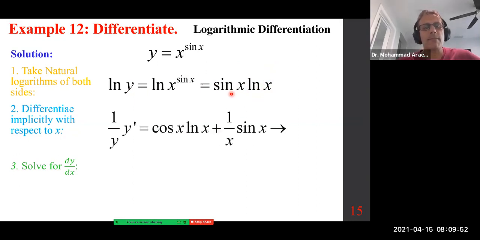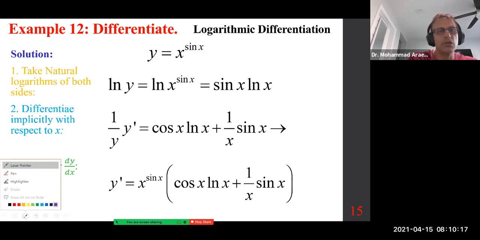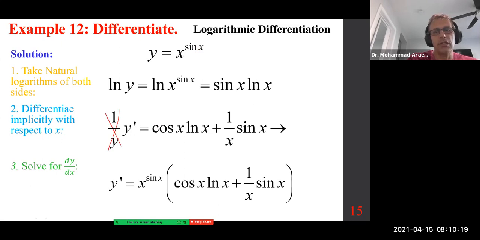Practically, you're done. All you have to do is get rid of 1/y. How? Multiply both sides by y. This goes away and y becomes the coefficient of the right side. So what is y? x to the power of sine x. We are multiplying both sides by y, everybody. In other words, you can get rid of this and say the right side has to be multiplied by y. That's the idea.